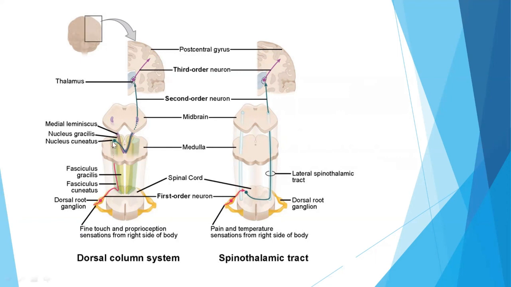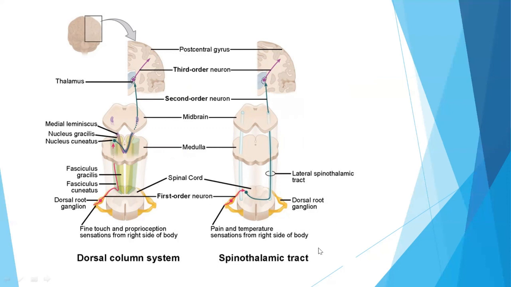It crosses in the medulla, which is a few segments above the level at which it enters the spinal cord. After crossing, it reaches the midbrain, and consequently the thalamus and the sensory area of the cerebrum. Now, you can see that if the lesion is below the medulla, it will cause loss of sensations on the same side. But if it is above or at the medulla, it will cause loss of sensation on the opposite side.